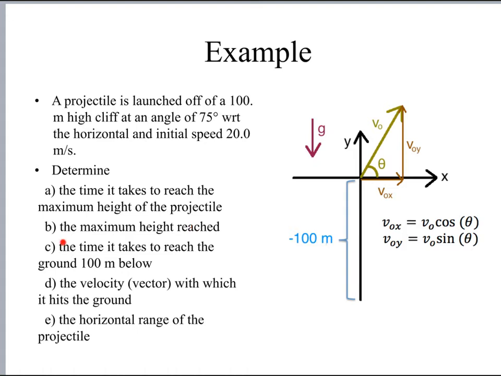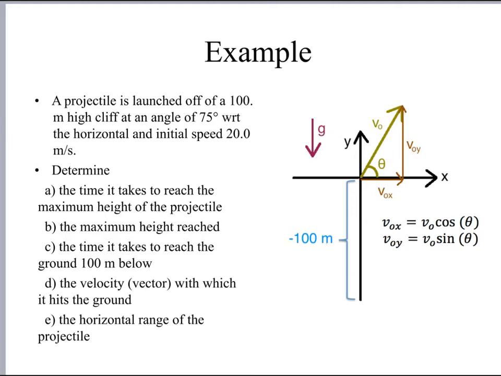We want to find out how long it takes for the projectile to reach the ground that is 100 meters below the cliff where the projectile is launched from. And then finally, we want to find the velocity with which this thing hits the ground, and also the horizontal range, that is, how far along the x direction does this guy travel. So this guy's coming up, it's traveling on some kind of arc, it's going to hit the ground some distance away from the edge of the cliff. How far in the x direction will it strike the ground 100 meters below?